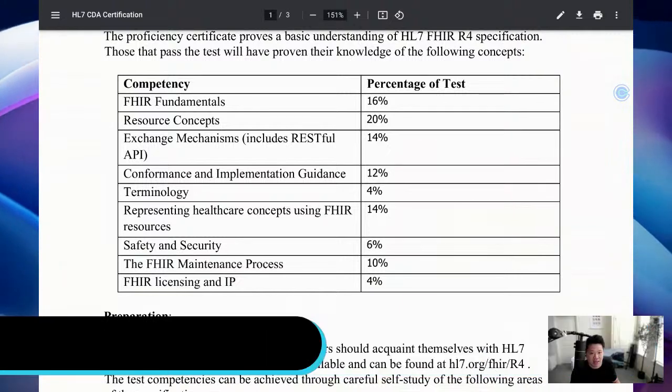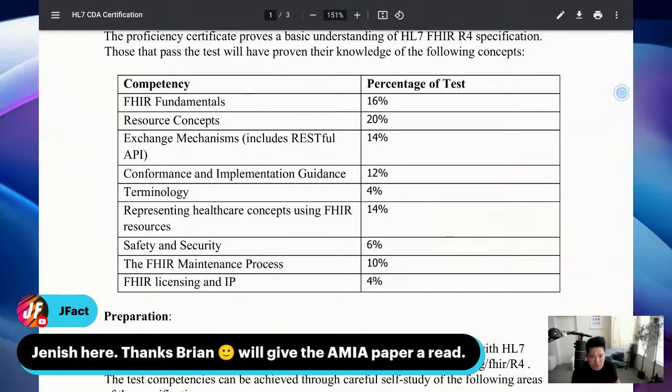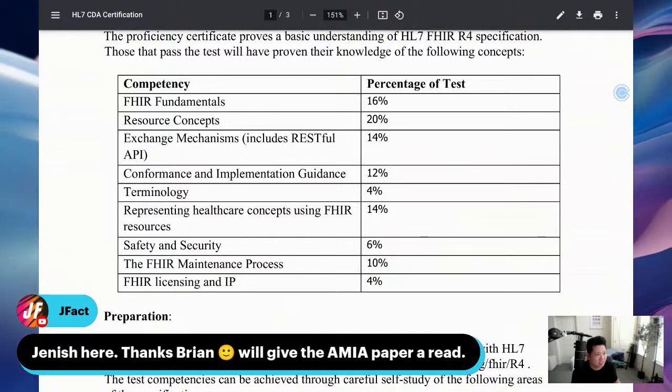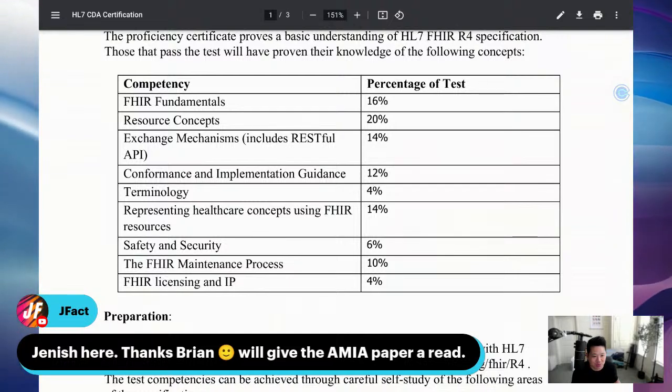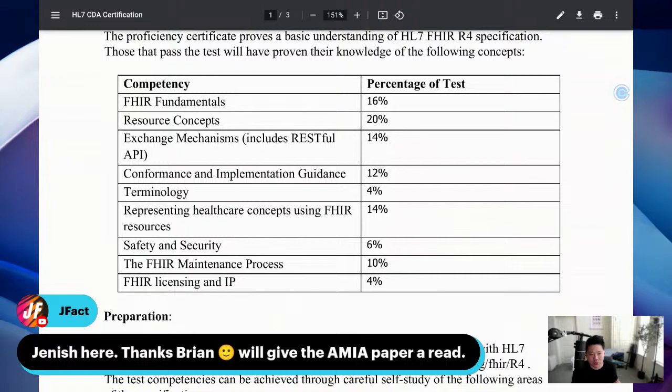It's great. We have a question on here. Oh, this is from YouTube. Cool. JFax says, "Oh, Jenish. Hey, Jenish. You're the one that asked the question. So great to see you on here." Says, "Thanks, Brian. I'll give the AMIA paper a read." Yeah, let me know what you think afterwards.